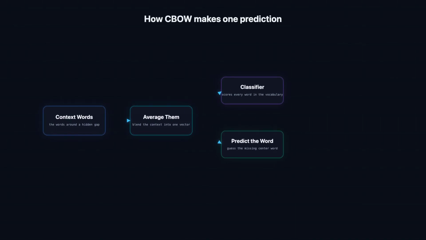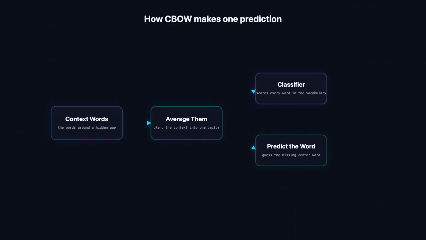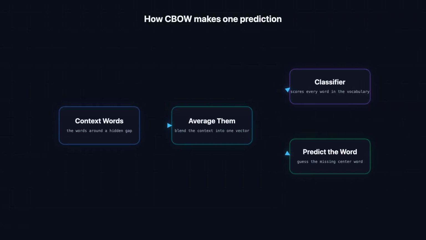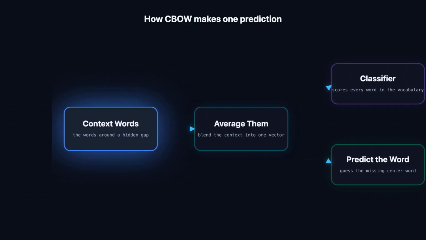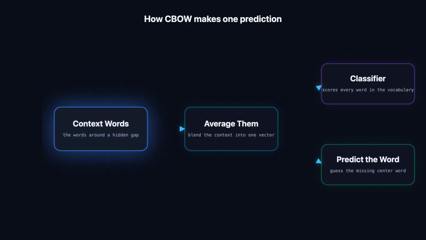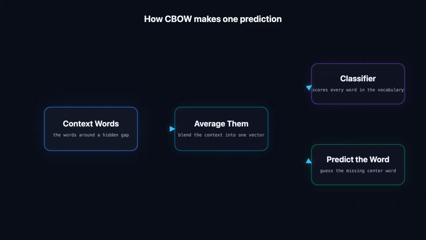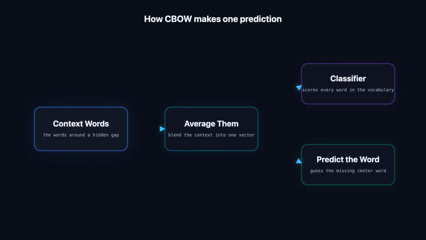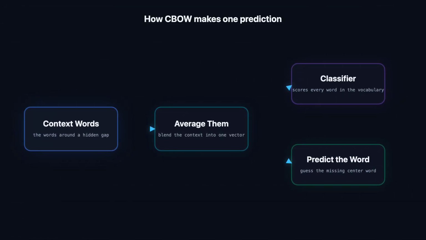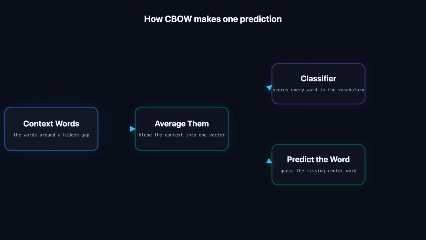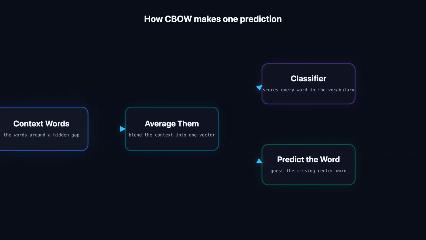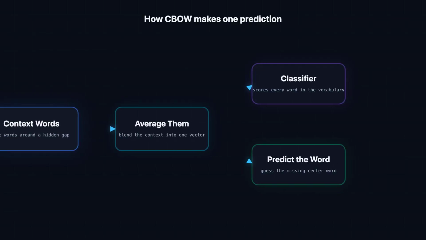So how does one prediction actually happen inside CBOW? Let's follow it through one step at a time. Start with the context. Take a sentence and pick a gap. Say the quick brown blank jumps. The words on either side of that gap are our input, the clues the model gets to work with. Notice that we're deliberately hiding the middle word, because guessing it is the entire task.